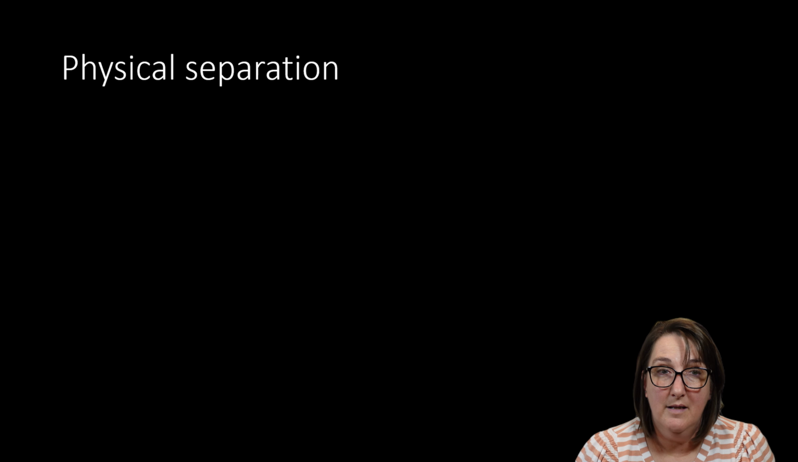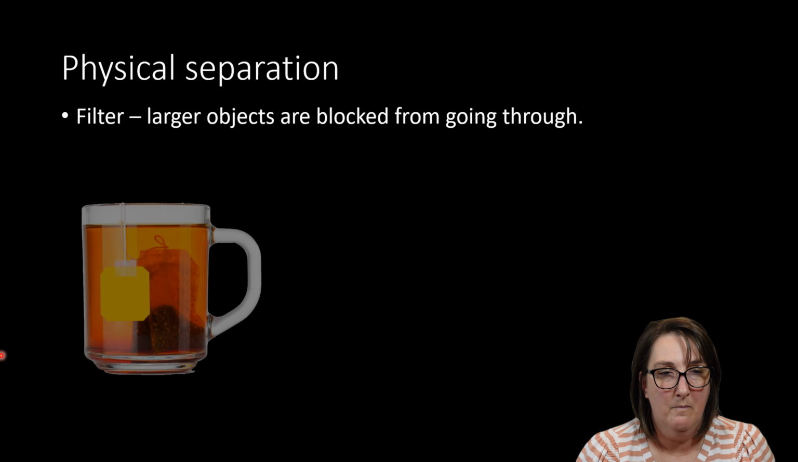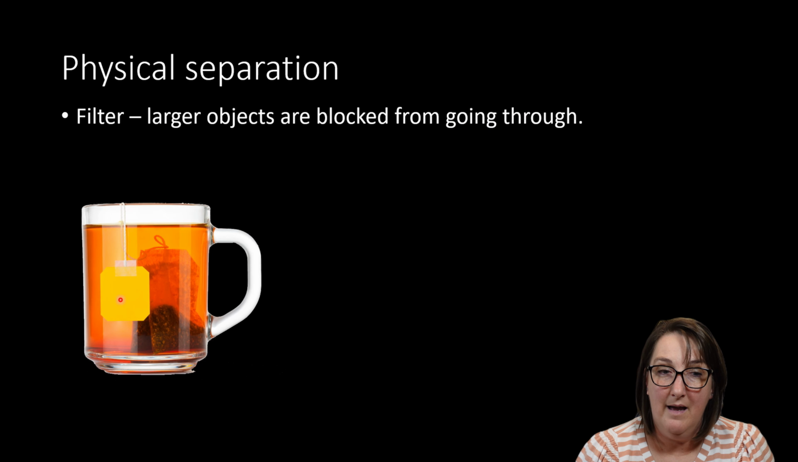I can separate them with a physical separation. I can filter them out, and when I filter, larger objects are going to be blocked by some type of mesh or some type of paper. Something's going to hold one part of the object back and allow another part of it to come through. An example is tea. I can take a tea bag, and inside I have tea. Parts of the tea can seep through the bag and get into the water.